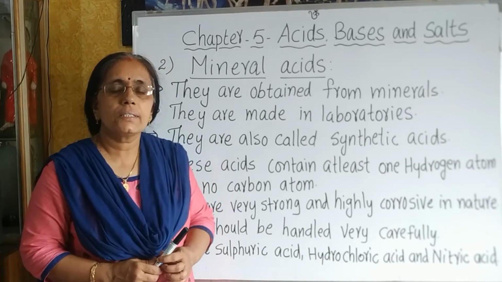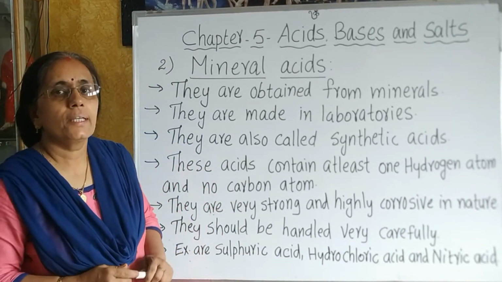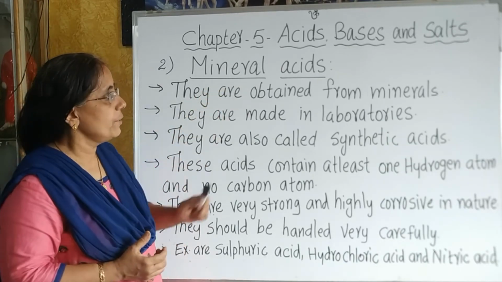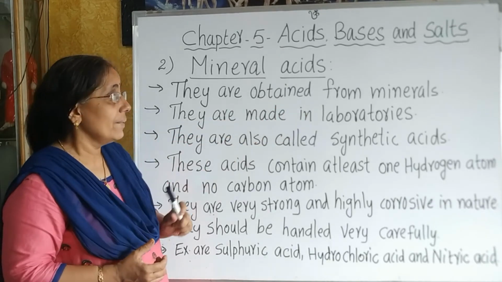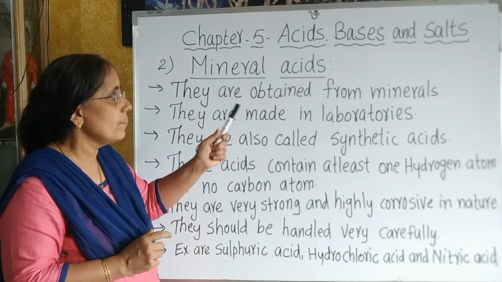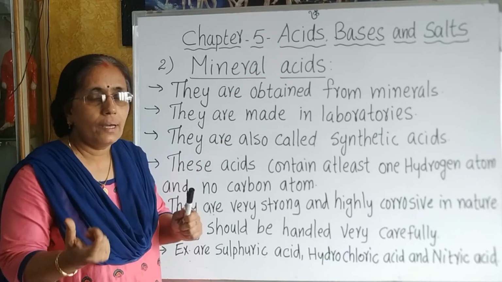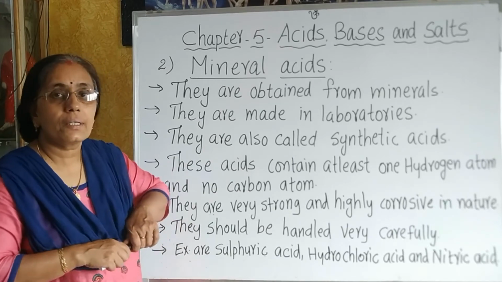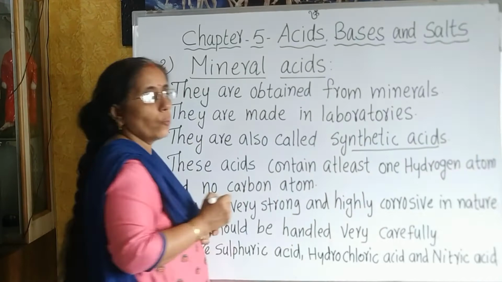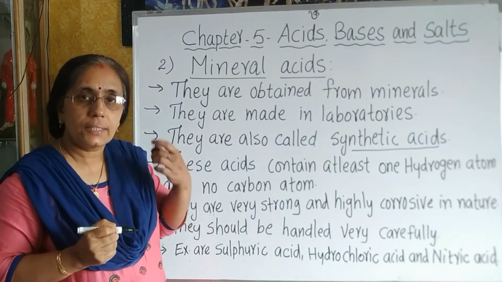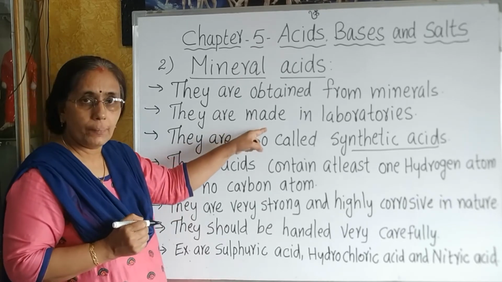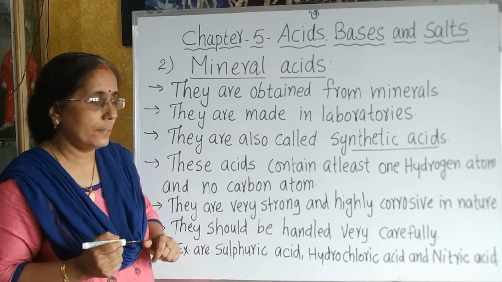Now let us discuss the second type of acids, that is mineral acids. Mineral acids are obtained from minerals and they are made in laboratories from minerals. So they have got another name, that is synthetic acids. Why do we call mineral acids synthetic acids? Because they are prepared in the laboratories using minerals.